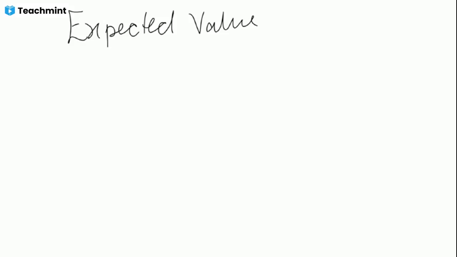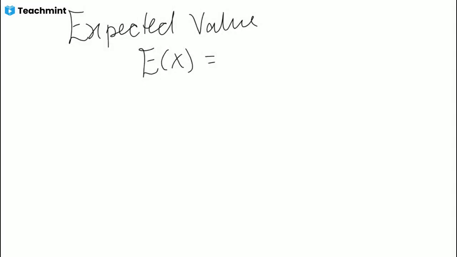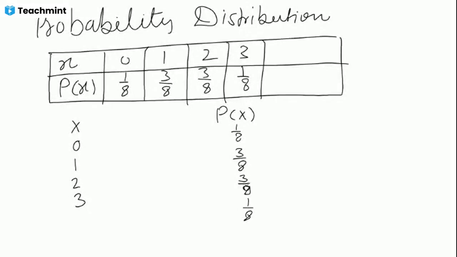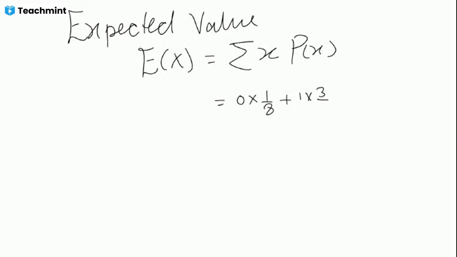Expected value E(X) is equal to summation x into P(x), meaning the sum of all the products of x and P(x). So the first value of x is 0 and its probability is 1 by 8. Next value is 1, and its probability is 3 by 8. Next is 2 into 3 by 8, and plus 3 into 1 by 8.